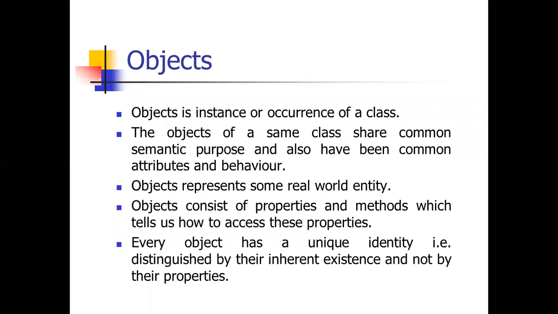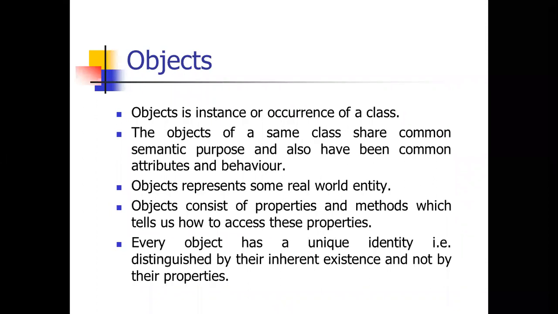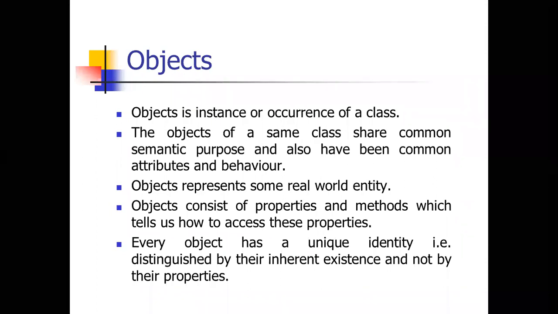Okay, so here object is an instance or occurrence of a class. What object is? It is an instance or occurrence of that class. Here the objects of the same class share common semantics, common semantic purpose, and also have common attributes and behavior. If the objects are from the same class, then they will share the common semantics and their attributes and their behavior, that is their attributes and their operations.